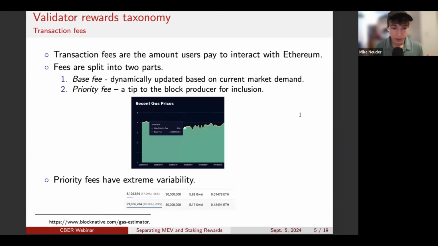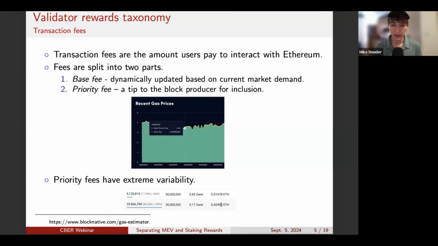So this picture shows two random blocks I grabbed from yesterday. On the left, you see how much gas is being used in the block. This first block has 5 million gas being used. That's 17% of the total gas. Whereas this second block has 29 million, so 99% of the gas is used. And on the right, we see that the fees paid between these two blocks are super different, right? The first block is 0.01 ETH. The second block is 0.42 ETH.